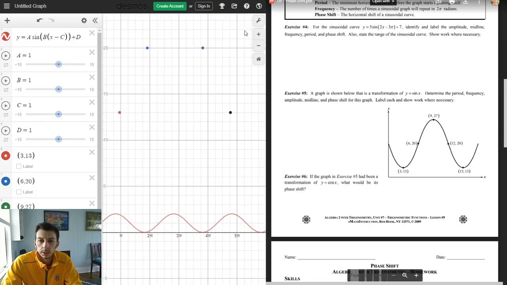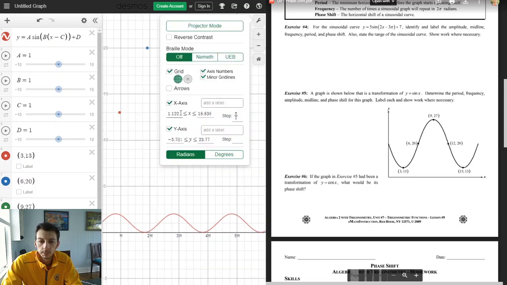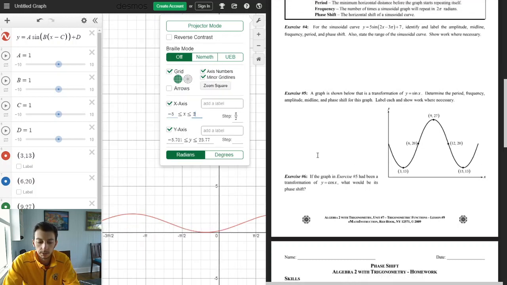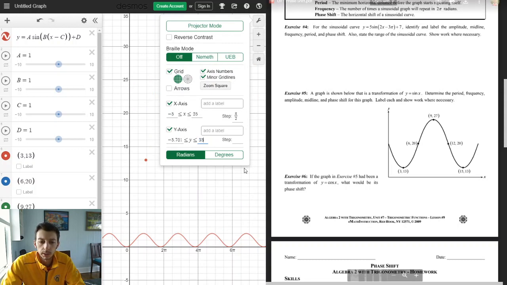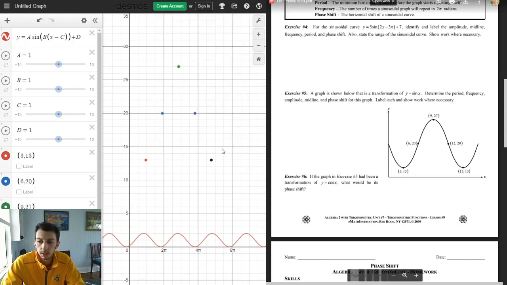Now you're going to have to change your x-axis. Obviously it starts at 0 and goes up at least past 13, so I'm just going to make it go from negative 5 to 25, and I should definitely be able to see everything. My y-axis, again, let's start somewhere negative. I'm just going to leave that, and then the maximum is 27 on this graph, so I'm just going to go up to like 35, so I've got plenty of room. So you should be able to see the points here that match up with your ones over here.